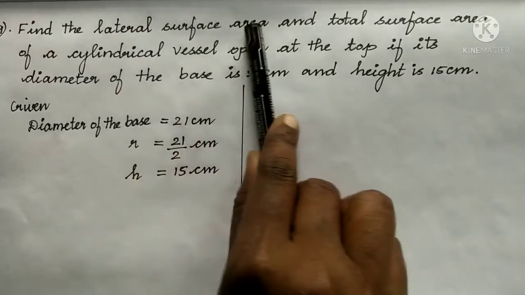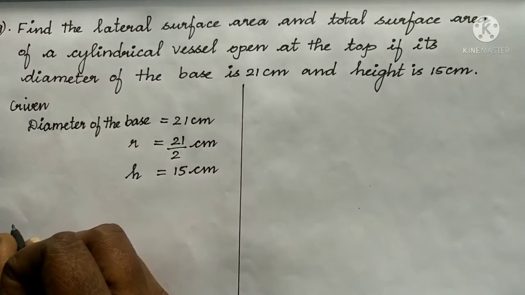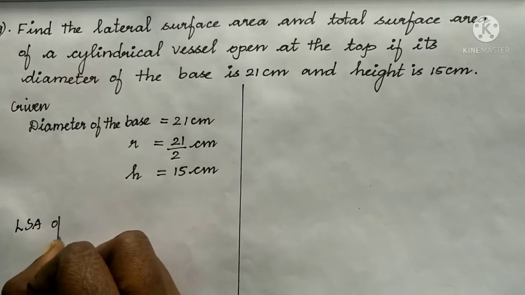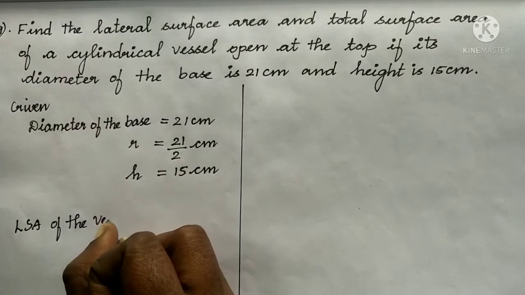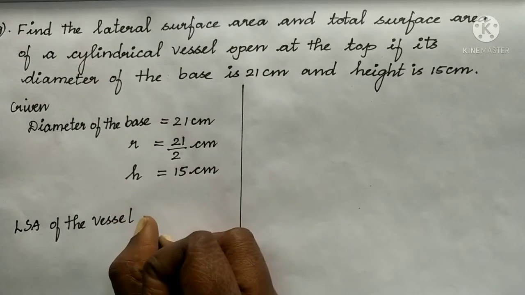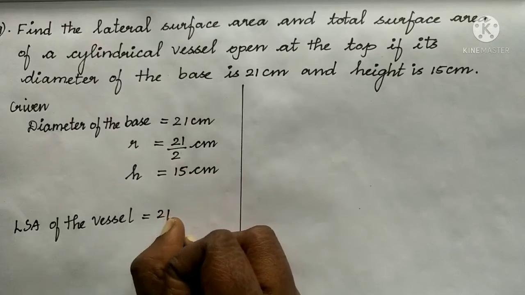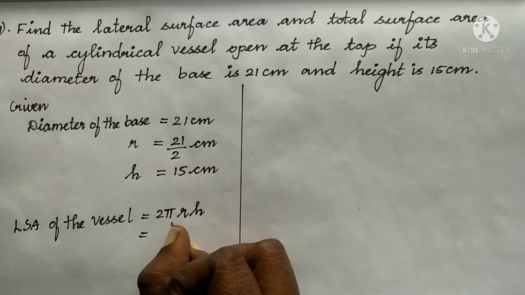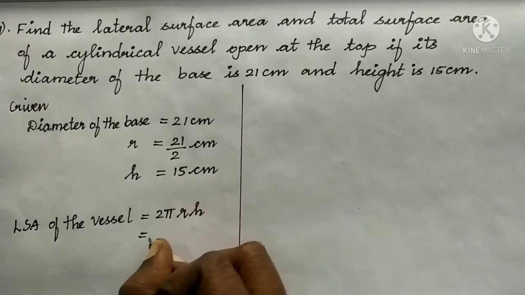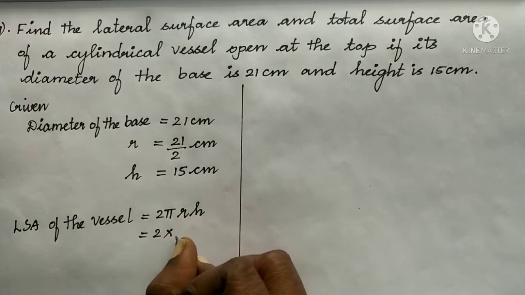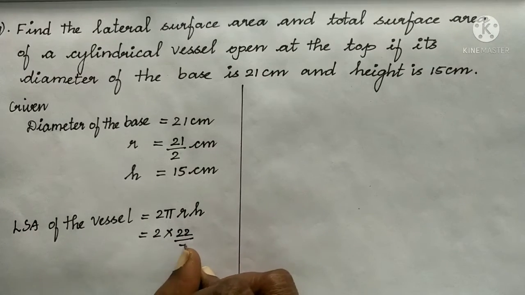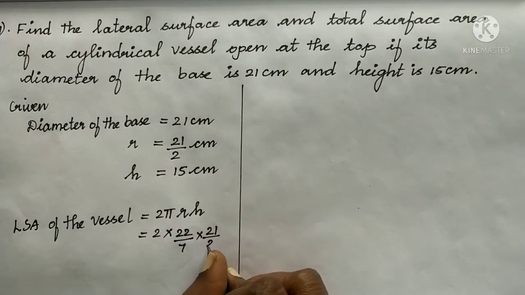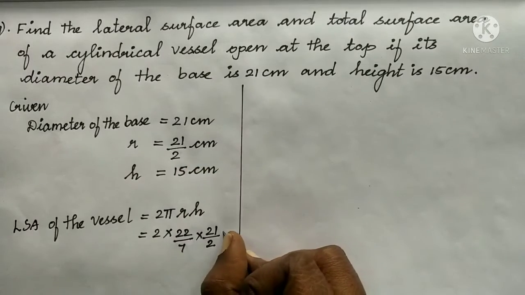First, we will find lateral surface area of the cylindrical vessel. That is LSA of the cylindrical vessel. LSA of the cylindrical vessel is 2 pi r h is equal to, we will substitute all these values pi, r and h in the formula. Pi value is 22 by 7 and our r is 21 by 2 and our height h is 15 cm.